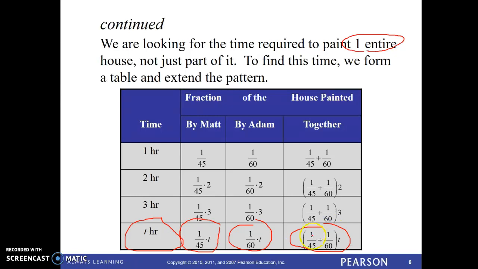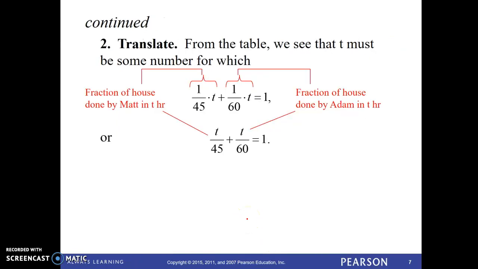All right, let's refer to that again. This is the portion that Matt would do. That's his portion right there. And then this is the portion that Adam would do. So working together, we can add those fractions. But remember, we're always going to say that we're going to do one complete house. So now we have this.